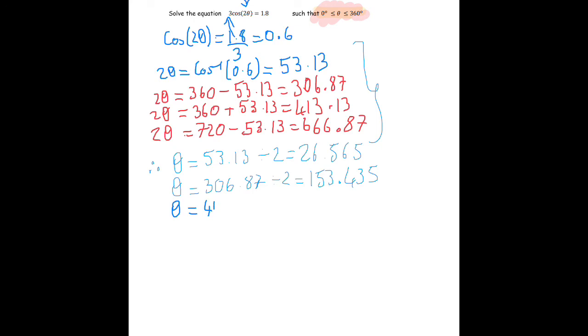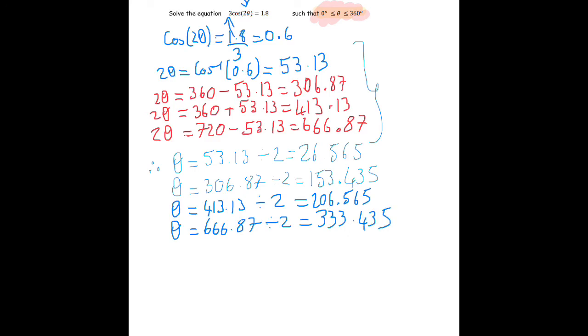And again, even these larger ones now, the 413.13 is outside of the range, but I need to divide it by 2 because that was a value for 2 theta, and that is 206.565. And the other one was 666.87 divided by 2, which is 333.435. So all of these values are within the range 0 to 360 degrees.